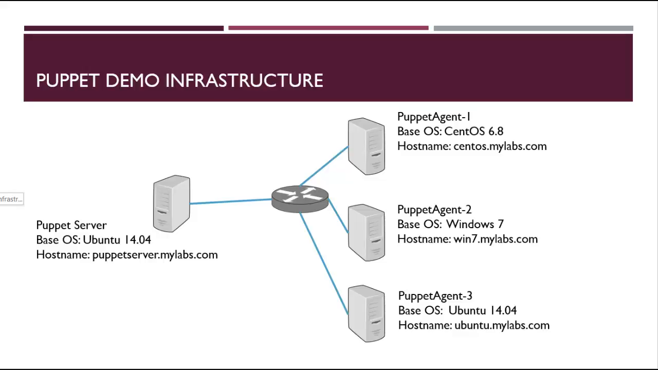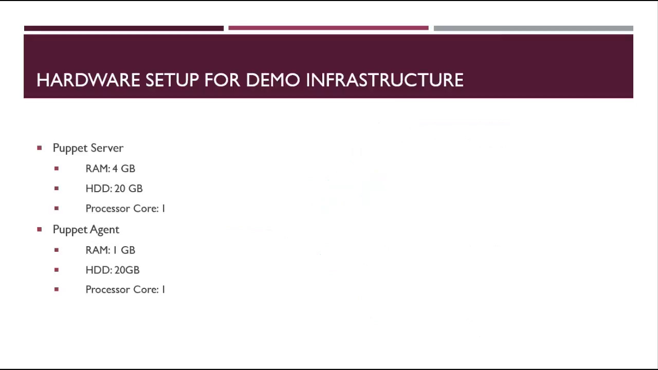So for this entire hands-on, the kind of hardware setup that you require for your VMs is, for Puppet server, it is mandatory to have 4 GB RAM, and I'm going to use hard disk 20 GB because I'm just doing this for demonstration purpose, but for production it is expected to have 100 GB hard drive space. And I'm going to use 1 core processor. However, for production it is expected to have minimum 2 cores.